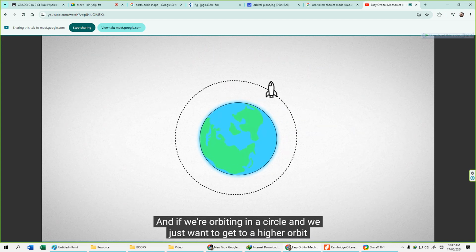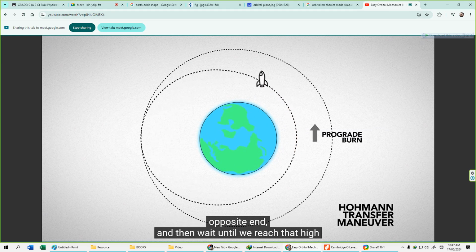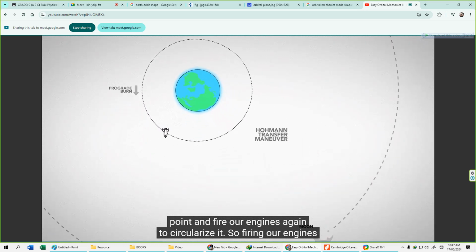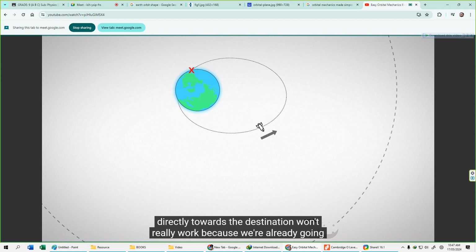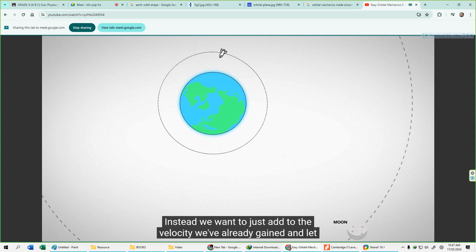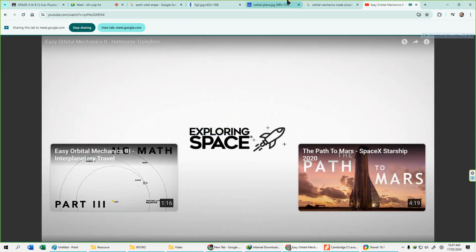And if we're orbiting in a circle and we just want to get to a higher orbit, we need to first fire our engines forward to raise our orbit on the opposite end, and then wait until we reach that high point and fire our engines again to circularize it. So firing our engines directly towards the destination won't really work because we're already going really fast in a totally different direction. Instead, we want to just add to the velocity we've already gained and let gravity itself direct us to the destination.